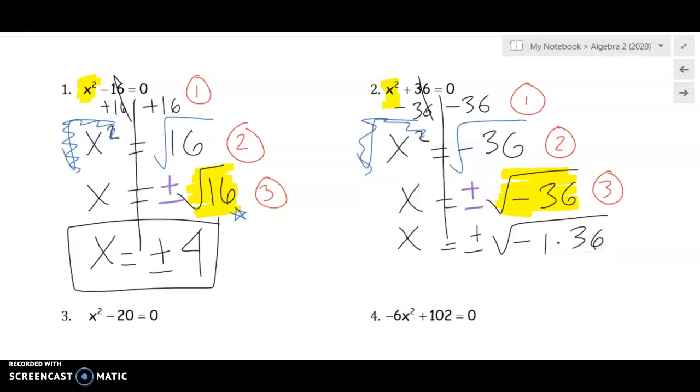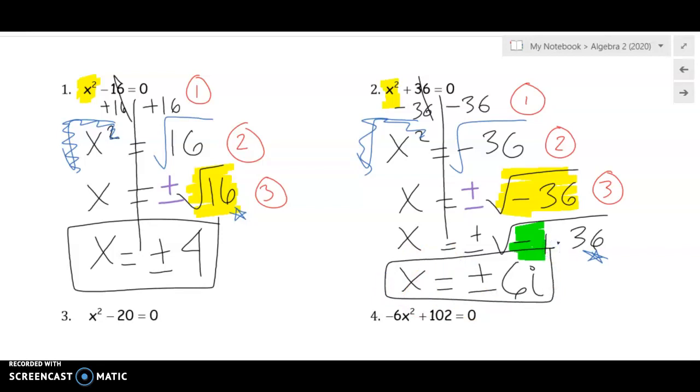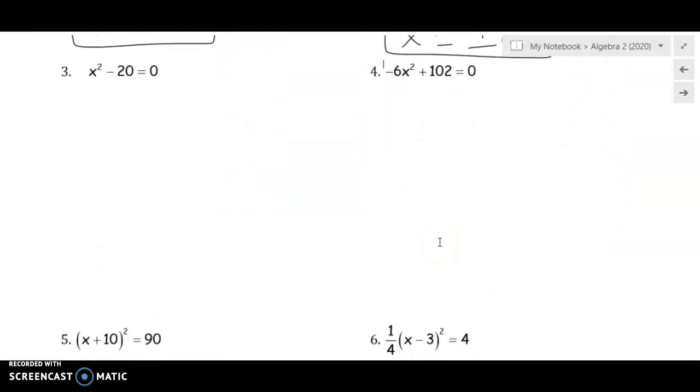Two things to think about. This negative 1 is going to become an i, and the square root of 36, you should know that. That's a perfect square. So I have plus or minus, I have the i in my answer, and the square root of 36 is 6. So my answer is plus or minus 6i, a positive 6i and a negative 6i. Okay, number 3.